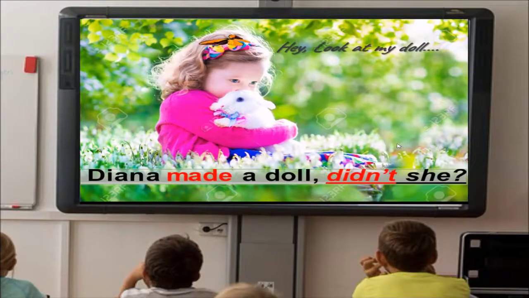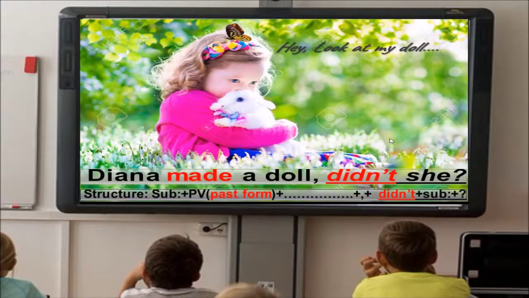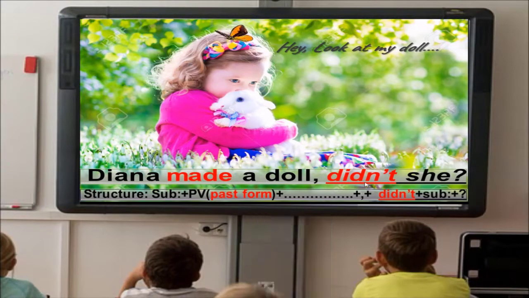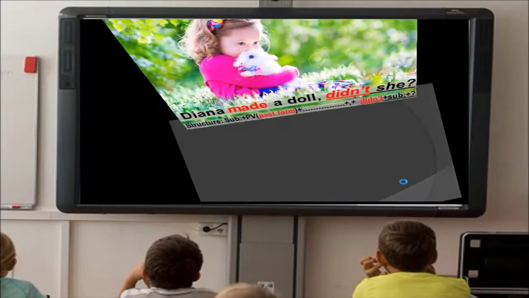Hey, look at my doll. Diana made a doll, didn't she? Structure: subject plus principal verb past form. Look at here, made is a past form of make, so we use did and contracted not, and subject she in place of Diana. Do you understand?